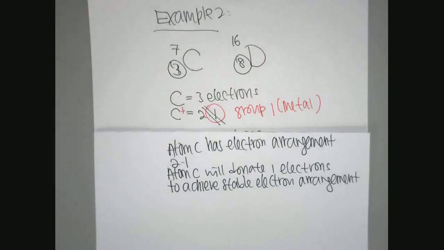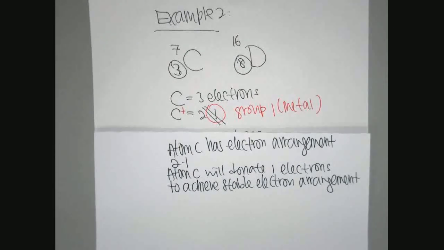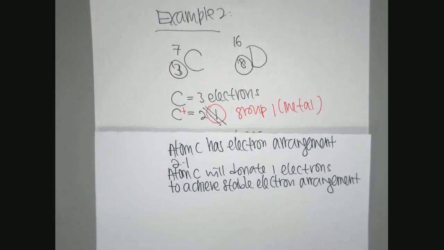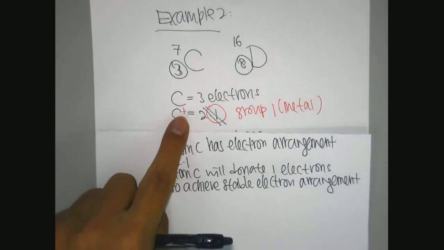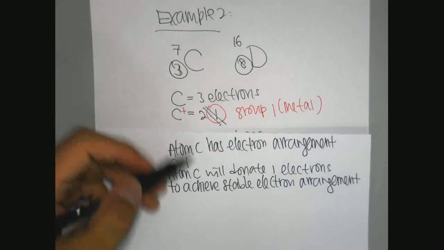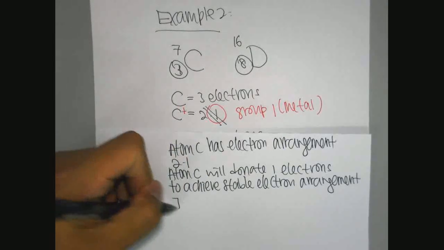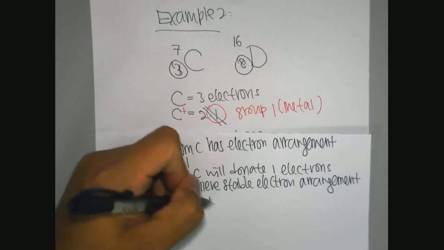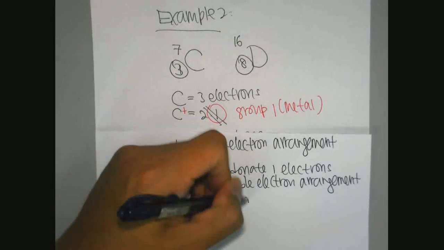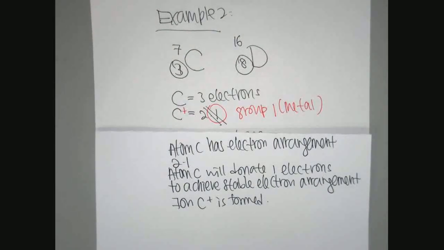So after the atom C donated an electron, after the electron is donated, C becomes C plus. C plus has a charge. Anything that has a charge, when we write the name, we must write ion. C plus ion is actually formed. So this is how you introduce atom C, which is our prince.